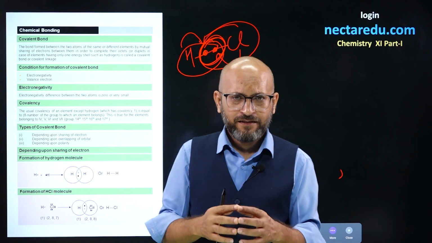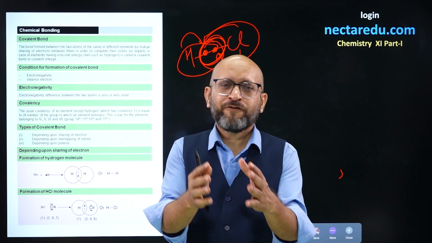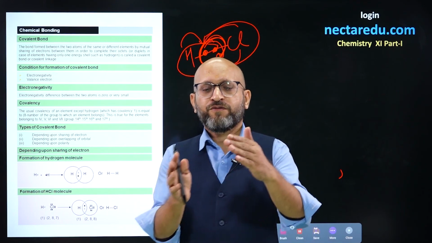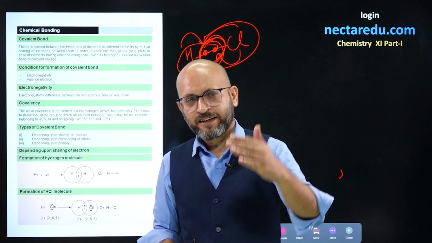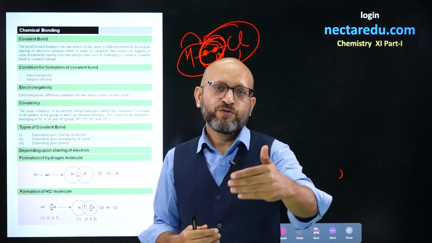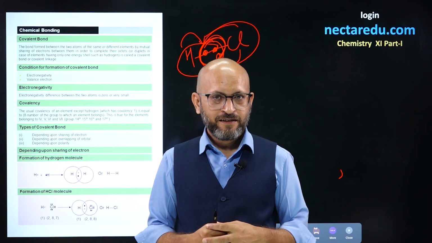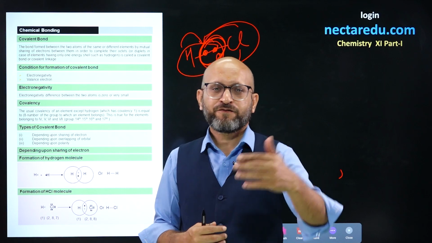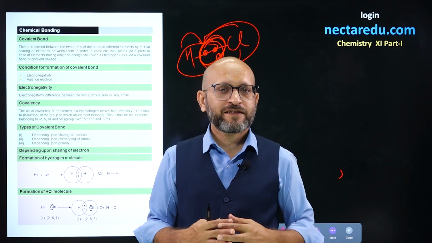It is something like this. You and your friend both have one cycle each. You place one cycle and your friend comes and places one cycle. Now you both have two cycles mutually shared. That means you will say, I have two cycles. He can say, I have two cycles.